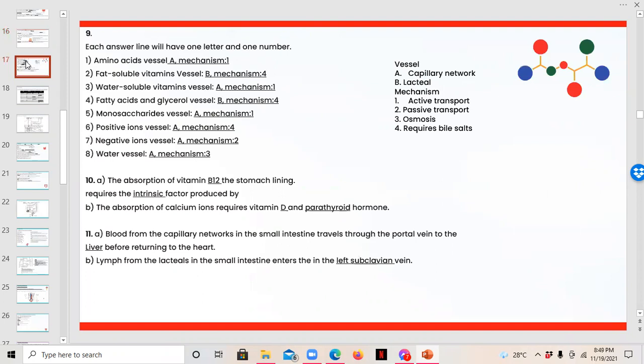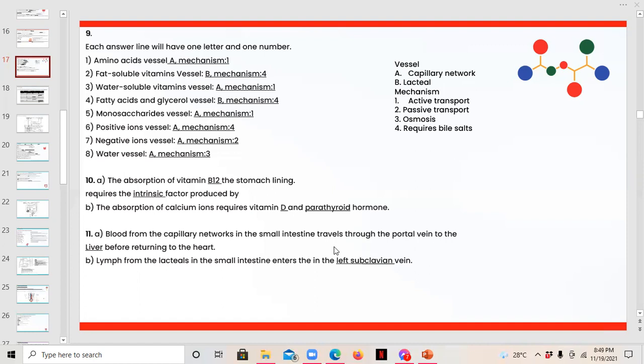Number 9. Each answer line will have one letter and one number. Number 1, amino acids: vessel A, capillary network, and mechanism 1, active transport. Number 2, fat-soluble vitamins. The answers are vessel B, lacteal, and mechanism 4, requires bile salts.